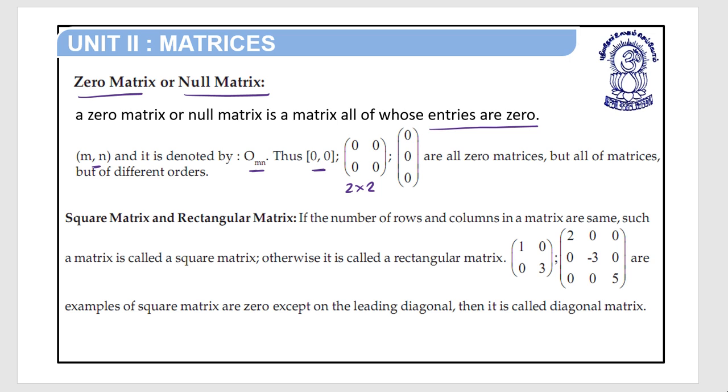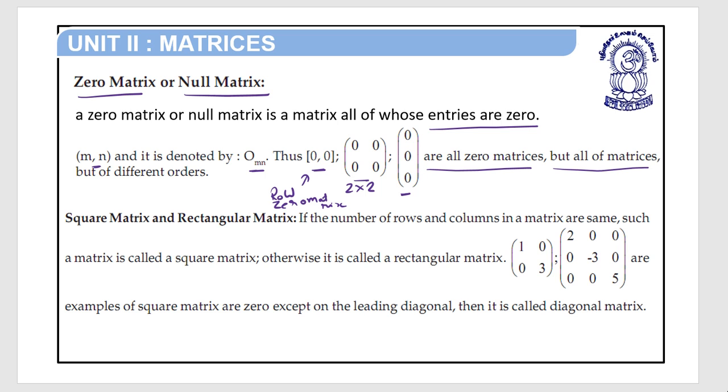So this is a zero matrix. 0 0 0 as a column is a column matrix, and this one is a row matrix, but here the elements are all 0, so it is known as a zero matrix. These are all zero matrices.